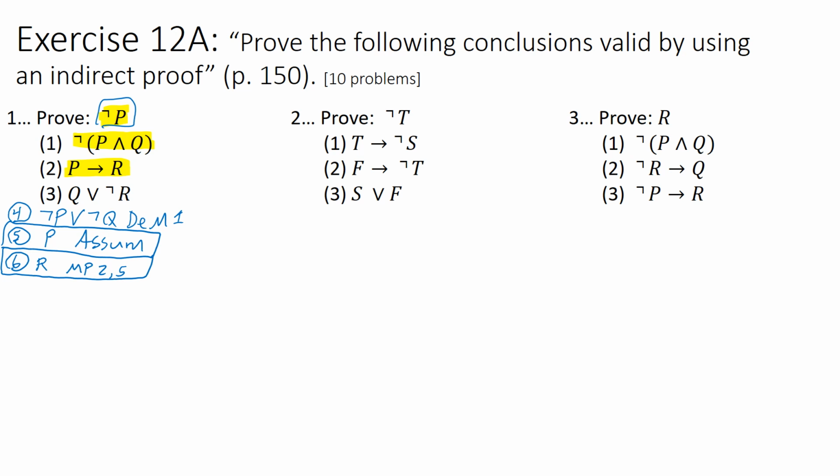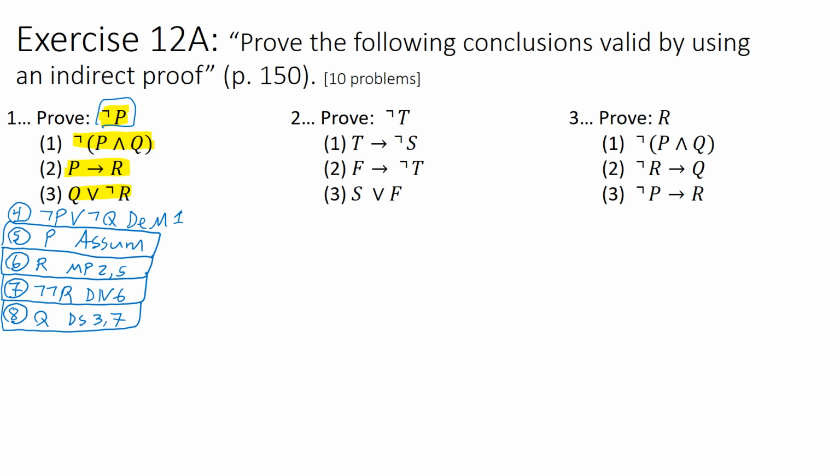Note line 3, we have a disjunction, Q or not R. Line 6, we have R. So let's double negate line 6. For 7, we can then get not R, double negation, 6. And then we can do our disjunctive syllogism with line 3, Q or not R. And not R is not the case, so for 8, Q is the case by our disjunctive syllogism, lines 3 and 7.